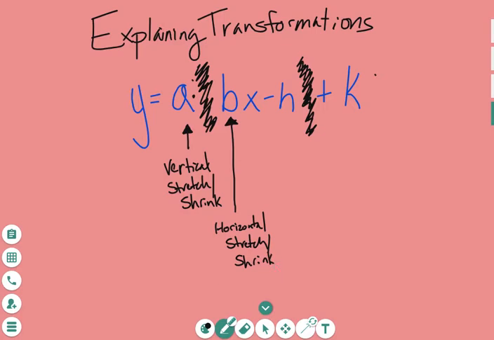So if we're thinking about the difference here between these 2 different types of stretch or shrink, if I have a graph here, so let's make it an absolute value, because why not? A would be like pulling my graph up or down. So this would be an A. B would be pulling our graph side to side.